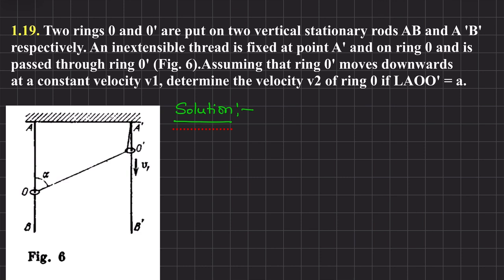Assuming that ring O dash moves downward with a constant velocity v1. This velocity we can take as v1. Determine the velocity v2. Whether it is going downward or upward, we have to think about it. They have given that the length AOO dash is equal to a, the length of the string. That is not needed as such. Let's focus. This angle at this moment is given as alpha.